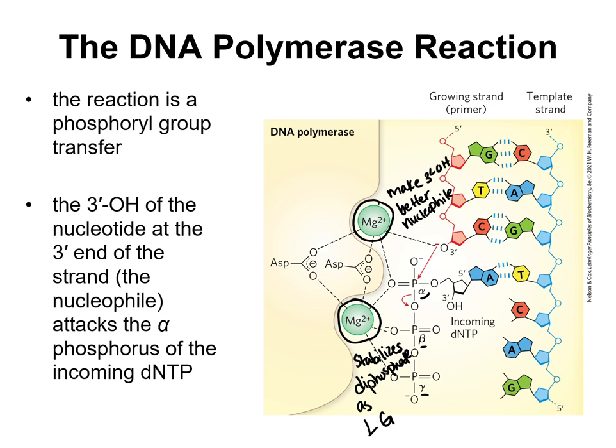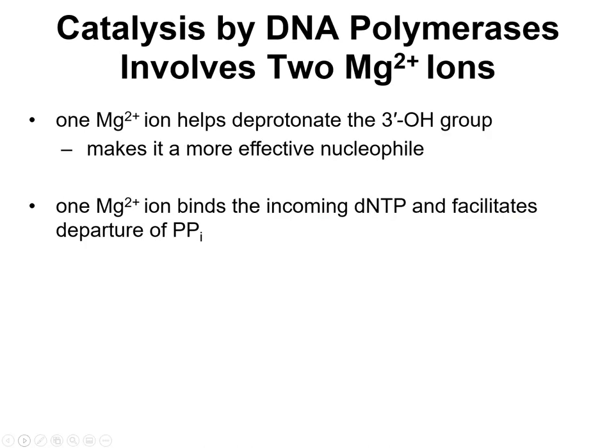So you should be able to draw this reaction. It's just a plain old phosphoryl transfer. So just keep that in mind. This is something that you've drawn before. It's just with different substrates. So again, we've got the two magnesium ions. One helps to deprotonate that 3' hydroxyl, make it a better nucleophile. And the other one helps to bind the incoming deoxynucleotide, and it helps facilitate the departure of that pyrophosphate.